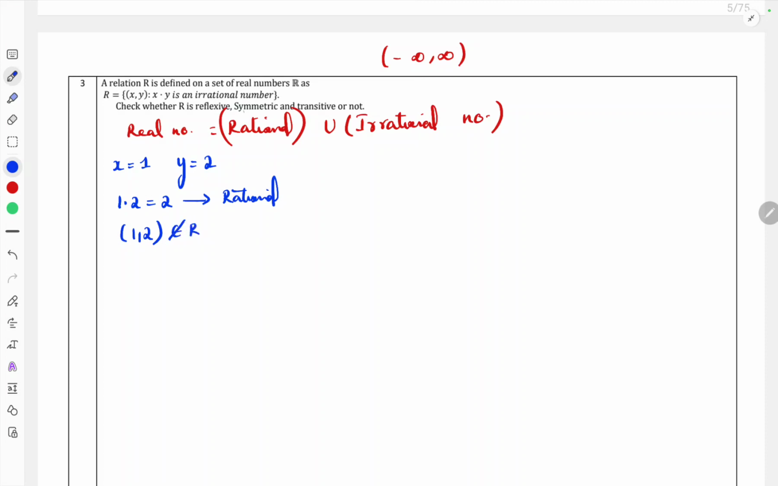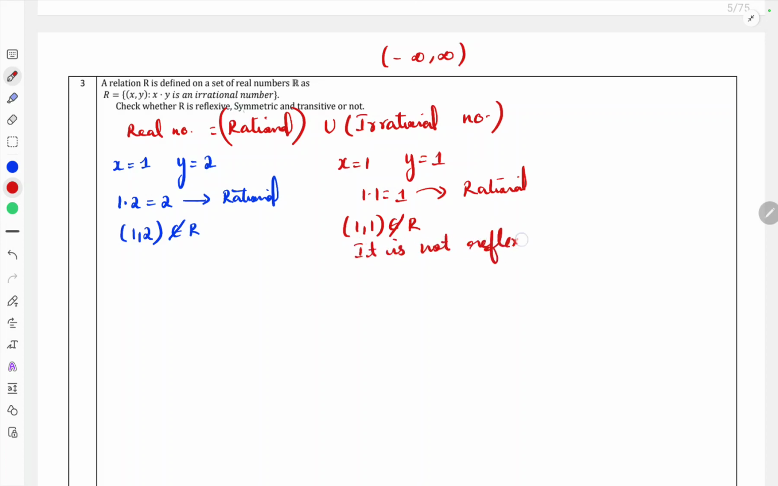Now for reflexive, we have to check whether it is reflexive or not. What I will do here is take x equal to 1 and y also 1. So 1 into 1 is 1 only, and 1 is rational. So since (1, 1) does not belong to the relation, it is not reflexive. Because in real numbers I can take 1 also, 1 belongs to the real numbers.